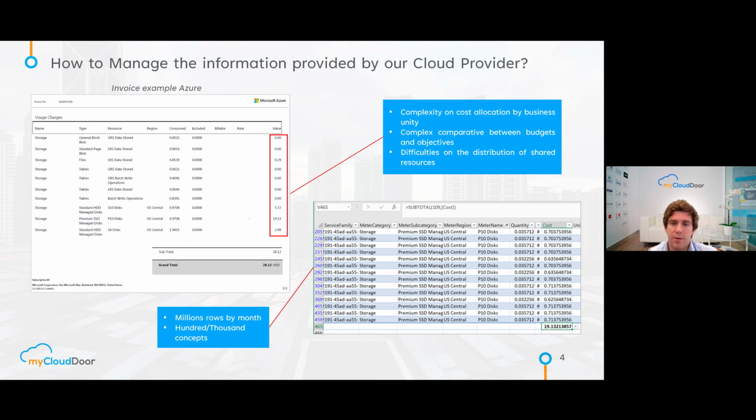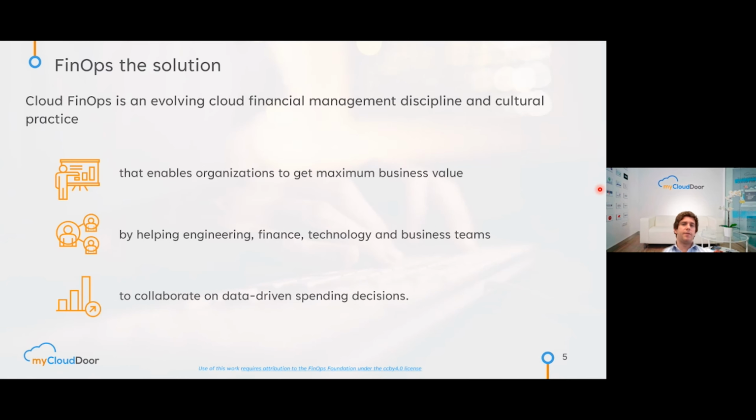So FinOps, what is FinOps? You may have seen several articles or papers over the last years regarding that. It's the methodology for having a financial management discipline and cultural practice inside the company. When implementing FinOps, at the end, this discipline enables the organization to get the maximum business value.